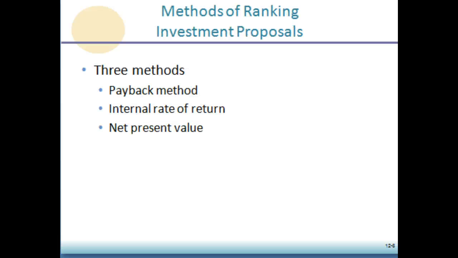We're going to end this segment on the fact that the methods of ranking investment proposals center on 3 specific methods that are quite detailed: the payback method, the internal rate of return, and net present value. So please memorize those, and we will pick this up again in Lecture 2 and go over those in detail.